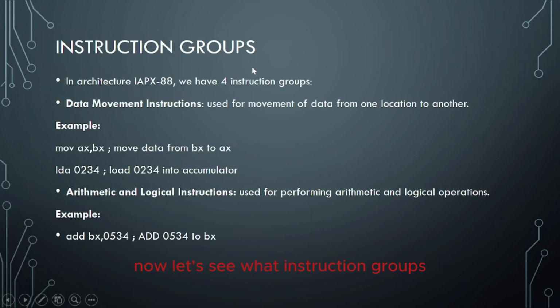Now let's see what are instruction groups. Whenever we work in some high level language or in any other language, we are dealing with instructions. So in assembly we must also know what are the instruction groups. In architecture x88 we have 4 instruction groups. The first is data movement instructions. They are used for movement of data from one location to another. Let's see an example: MOV AX, BX. It means move data from BX to AX. LOAD A0234 means load 0234 into accumulator. You don't need to worry about how they are moving data, you just need to see examples.